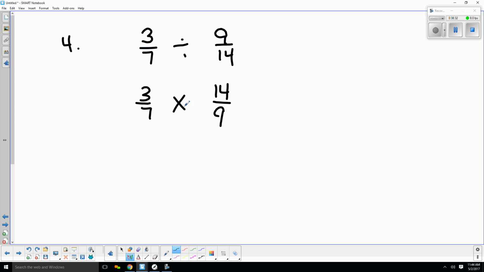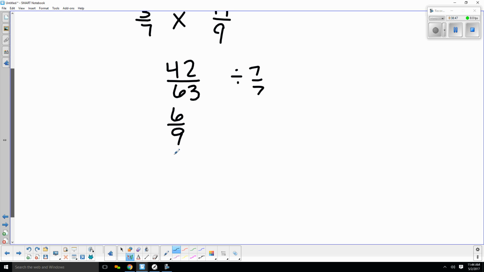Now I'm going to multiply 3 times 14, 7 times 9. What I notice is both of these can be reduced by 7. So I get 6 over 9. And now what I realize is both of these can be reduced by 3. So at this point, this gives me 2/3 as my answer. Okay? That was number 4.